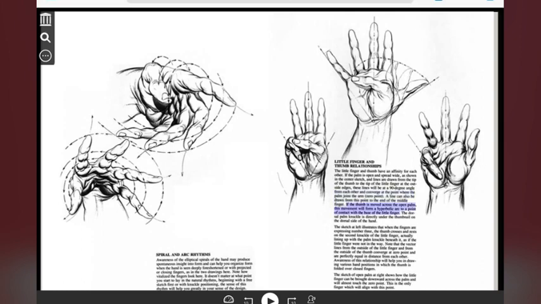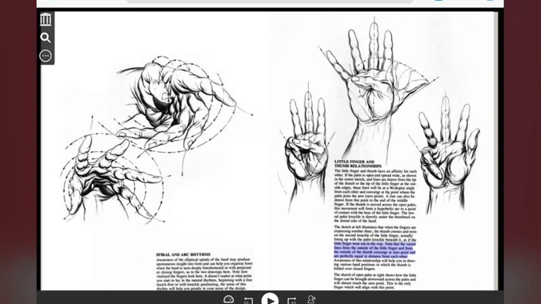If the thumb is moved across the open palm, this movement will form a hyperbolic arc to a point of contact with the base of the little finger. The dorsal palm knuckle is directly under the thumbnail on the dorsal side of the hand. The sketch at left illustrates that when the fingers are expressing number 3, the thumb crosses and rests on the second knuckle of the little finger, actually lining up with the palm knuckle beneath it, as if the little finger were not in the way.